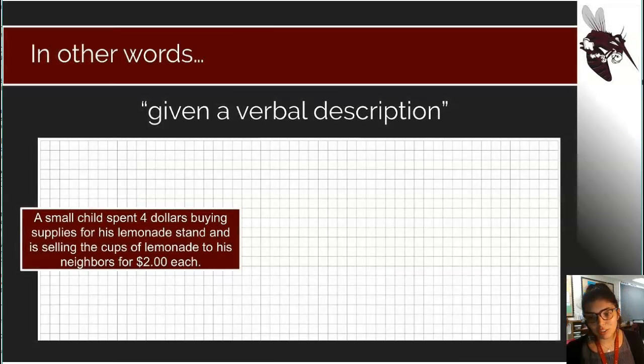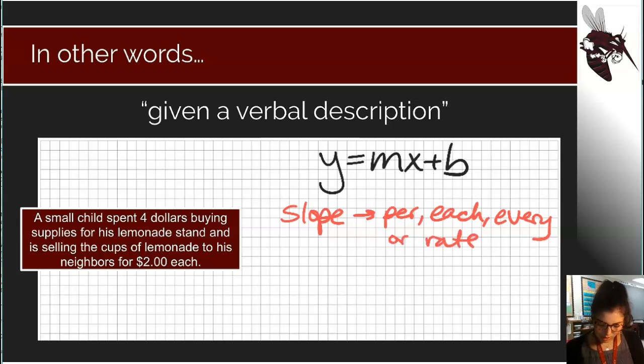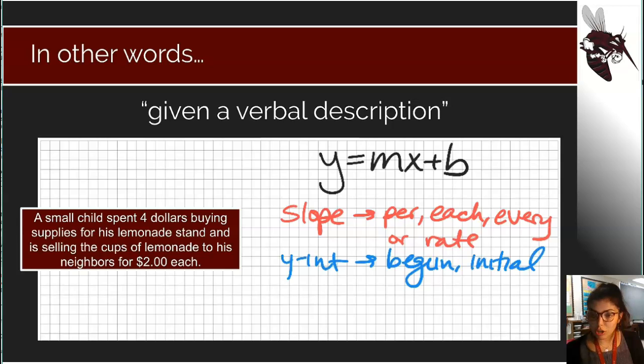Now, a verbal description is the real-world aspect here. We're actually going to be giving students scenarios like this and asking them to write the equations. You're going to be looking for keywords to find the slope because, yet again, we're just filling in this formula. The keywords for slope that we're going to look for are the words per, each, every, or a rate. And the keywords for your y-intercept are begin, initial, or starting.